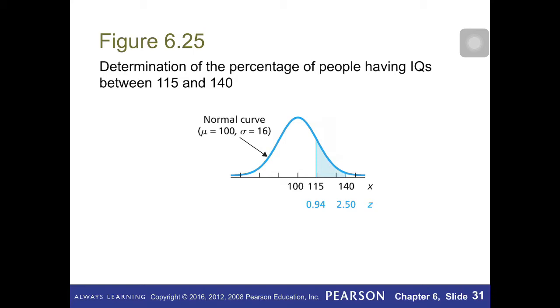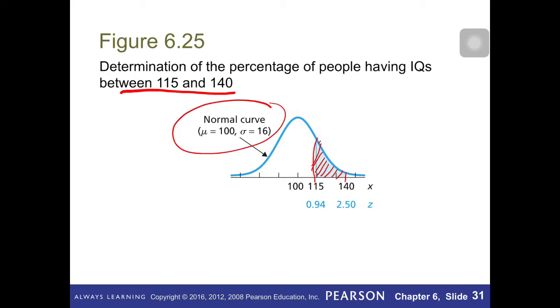Determine the percentage of people having IQs between 115 and 140. You have a normal curve. They have given the normal curve: the mean is 100, sigma is 16. So you need to figure out what the percentage is.